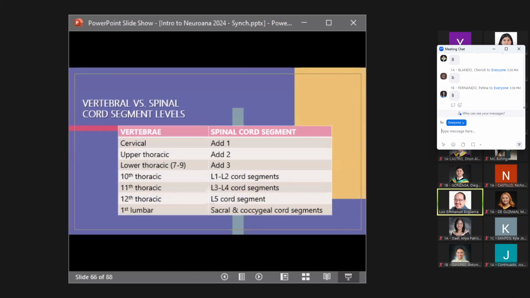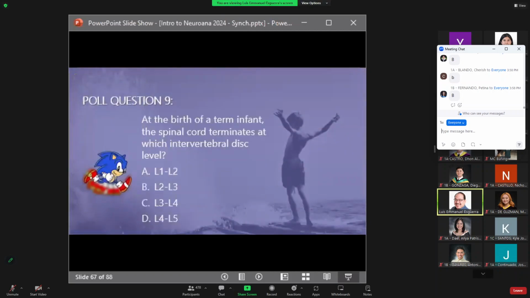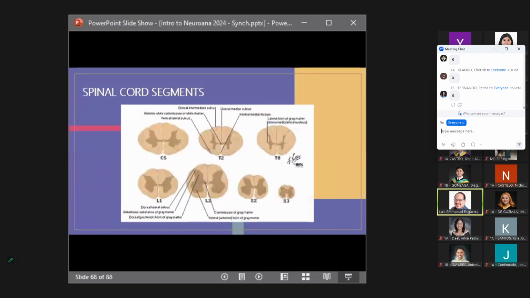Also, there's this figure in Snell, vertebral versus spinal cord segment levels. So this is on the other side. How do you know what corresponds to each vertebra? Which spinal cord segment is opposite it? So just remember this table. At the term infant, it's L2, L3. Now this one, you learn in the lab.